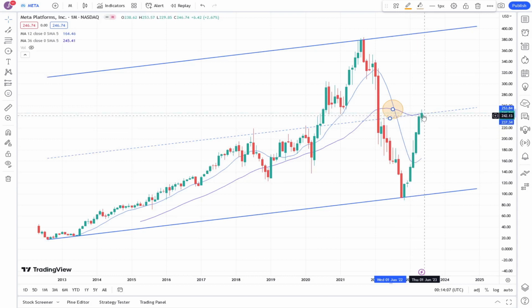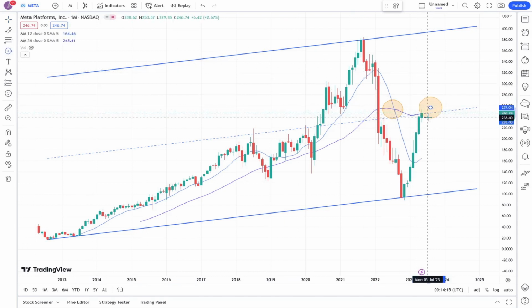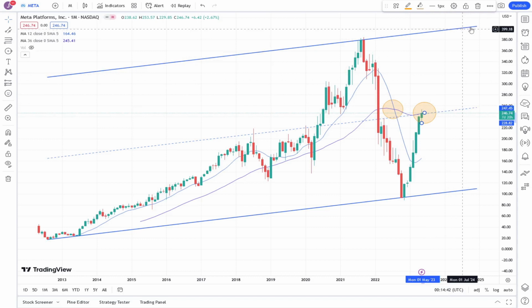So right now, we're at a very, very interesting point on this chart. We're right here. And this point right here is at the same time a resistance where the long-term moving average is, but also the middle of the channel. So it's a strong resistance. If we smash through it, the price will probably accelerate towards the top of the channel.